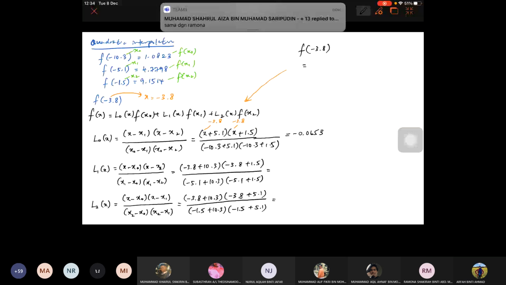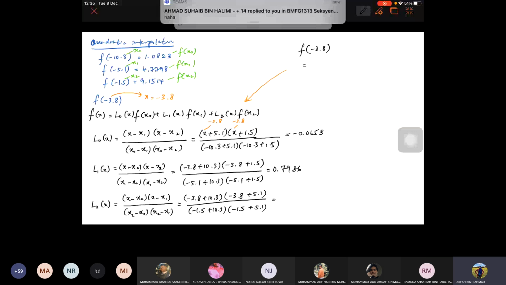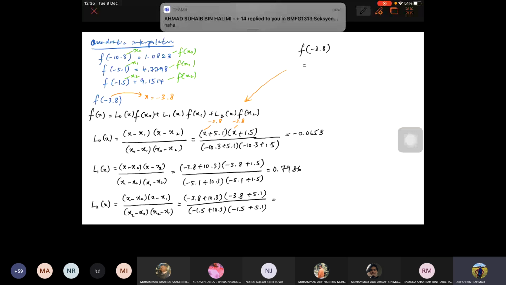0.7986 and L2 sama. Syuib dapat mana tu Syuib? Ramona is the best. Hakim. Ngajak dia tu. L1, ada yang dapat sama dengan Syuib. Syuib dapat lain. Ke ada yang ramai dapat sama dengan Khairul Syakirin?